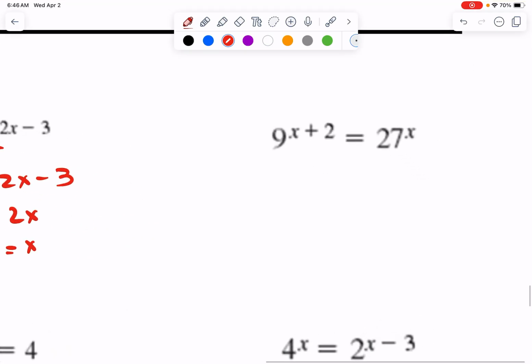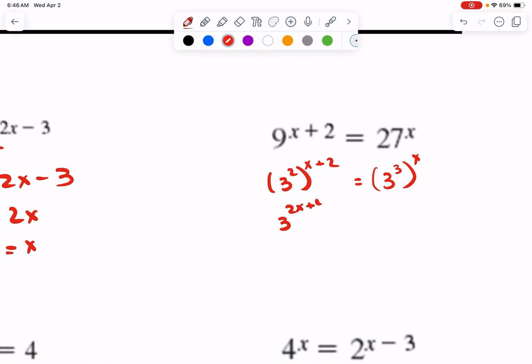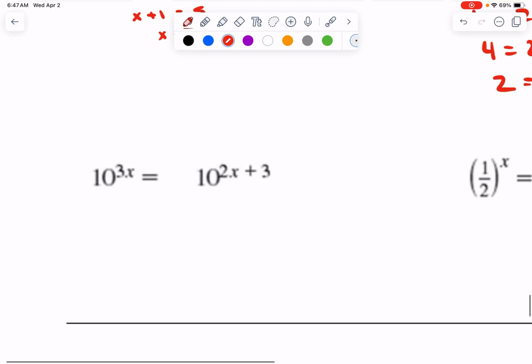Well, the next one, the bases are not the same, and I cannot write 27 with base 9, so I'm going to look for another base that they both can have, and that would be 3. We can write 9 as 3 to the second and 27 as 3 to the third. So this would be 3 to the 2x plus 4, and this would be 3 to the 3x. Now the bases are the same. We can set the exponents equal to each other. So we get 4 is equal to x. Okay, let's try the next one.